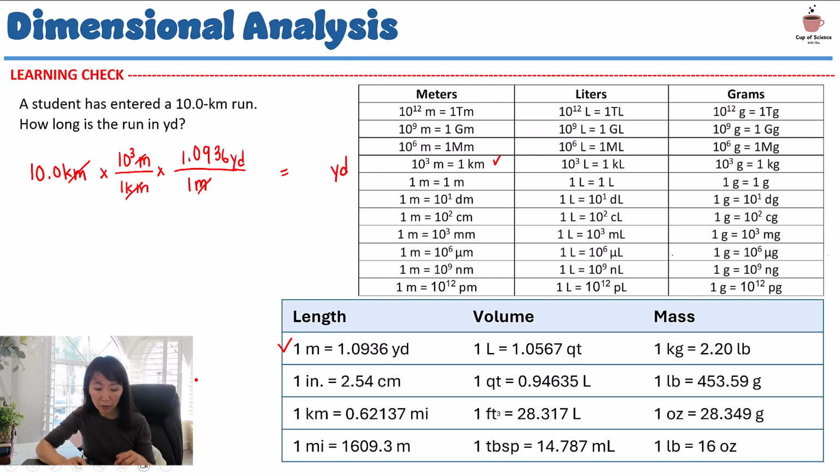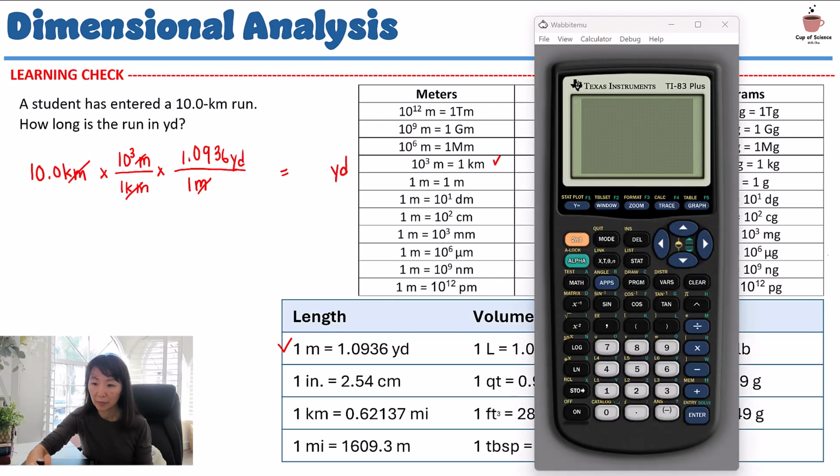So let's go ahead and multiply these out and divide. So we have 10.0 times 10 to the third. Okay, I'm going to hit enter and then hit the multiplication sign again with 1.0936. I get 10936 divided by what's on the bottom, 1 times the 1. And yes, I am going to put parentheses to let the calculator know all of these values need to go below the division sign. Hit enter, which is 10936.